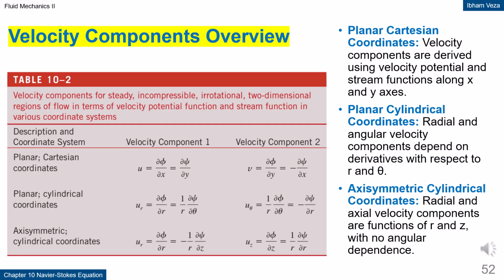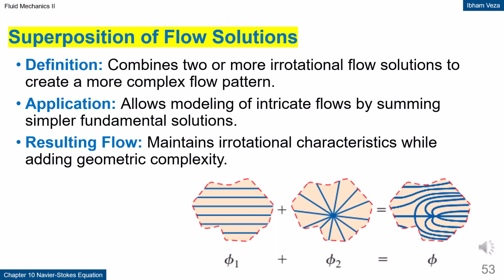Velocity components overview. Different coordinate systems produce different forms of velocity components. In two-dimensional Cartesian coordinates, velocity components are expressed in the x and y directions. In planar cylindrical coordinates, components are expressed in the radial and angular directions. For axisymmetric flow, velocity depends only on radial and axial coordinates. This overview helps in choosing the most appropriate formulation for a given flow problem.